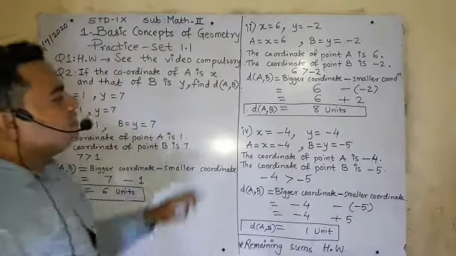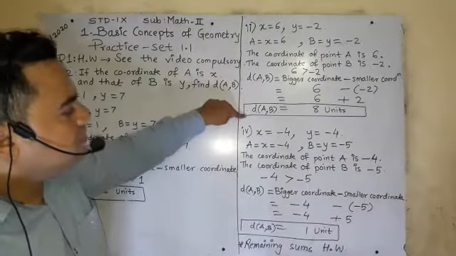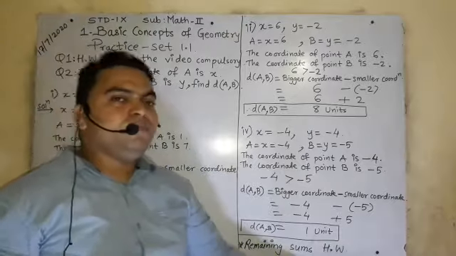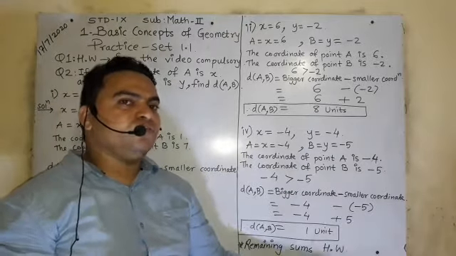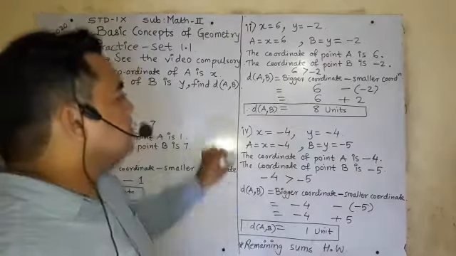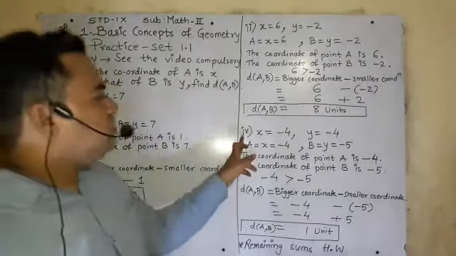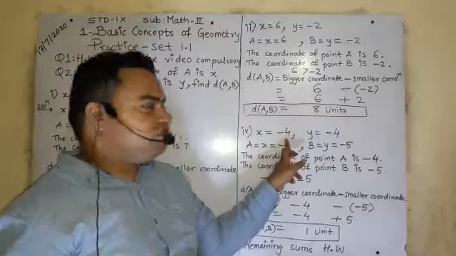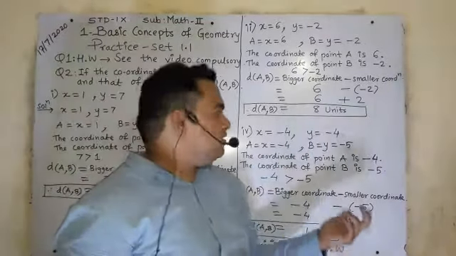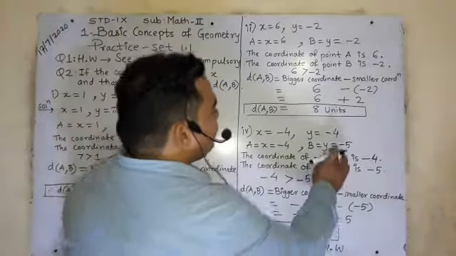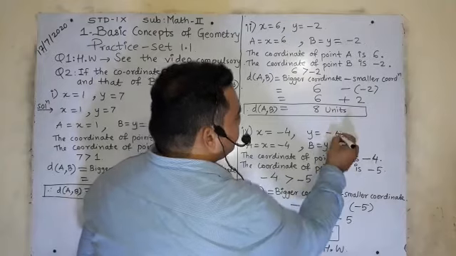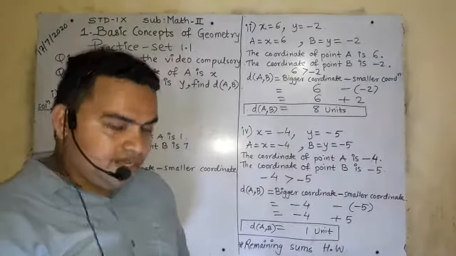Is it clear? Now see, third one I have not solved, because the remaining sums will be homework for you all. You have to solve the remaining sums as homework. See the question number 4, all the different questions I have solved. So question number 4 is x is equals to minus 4 and y is equals to minus 5. Sorry, is it clear?